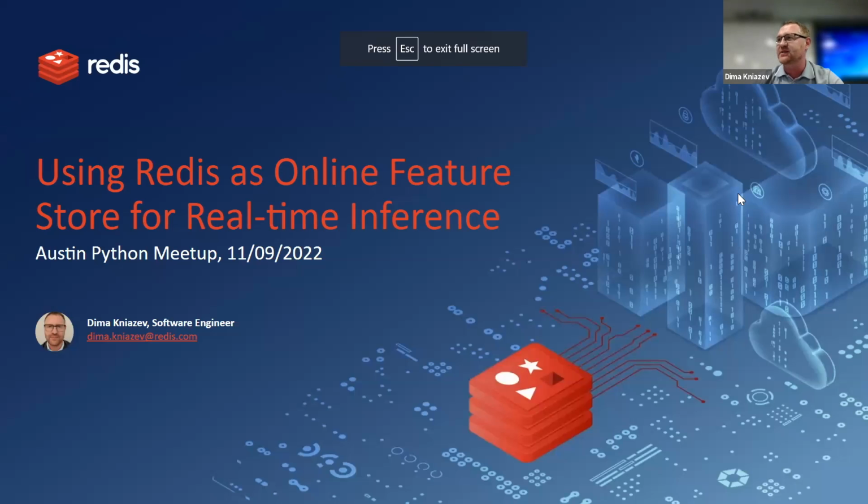My name is Dima Kniazev. I'm a software engineer at Redis. And today I'm going to be talking about using Redis as online feature store for real-time inference.